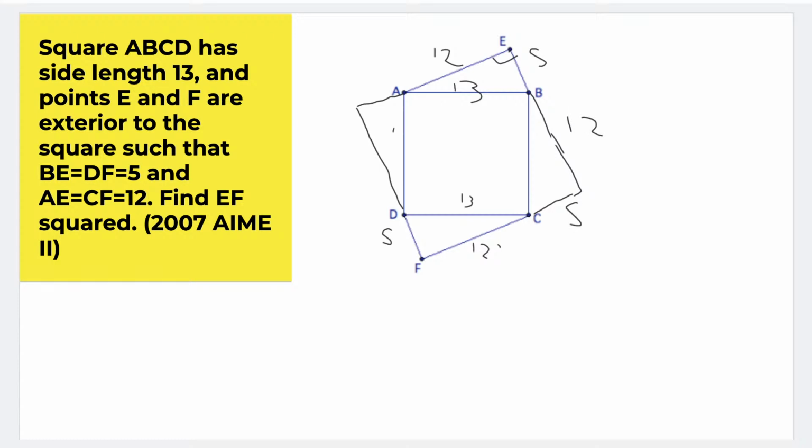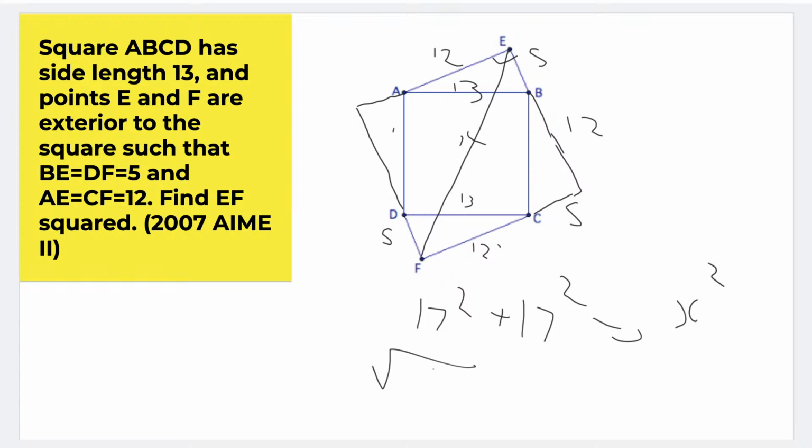Now, if we want to find EF, we add 12 plus 5, which is 17, squared, plus 17 squared equals, pretend this is x, x squared. And then this adds up to the square root of 578. Now we want to find EF squared. This is EF. Now EF squared, if you square a square root like a length, then the square root just goes away, which makes it 578.